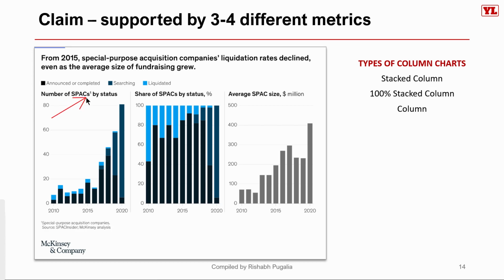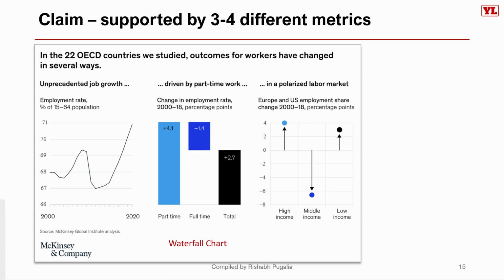Number of SPACs by status. So I can see announced, completed, searching, liquidated. Then the share of SPAC by status. The liquidation rate can be seen as gradually declining, even as the average SPAC size is growing. So as you notice, by putting these 3 different data points parallel to each other using 3 different forms of chart, you are making your message more convincing. I've given more such examples in my presentation, which you can download from the link in the description below.